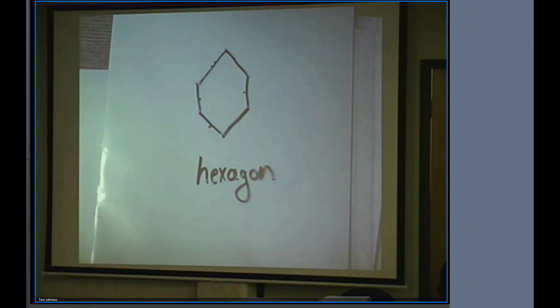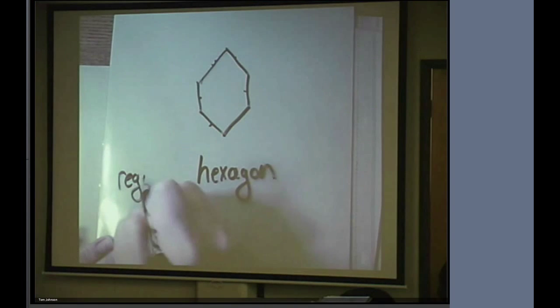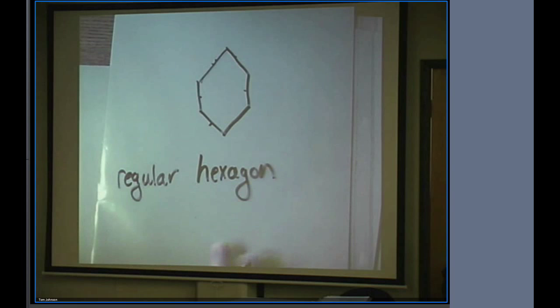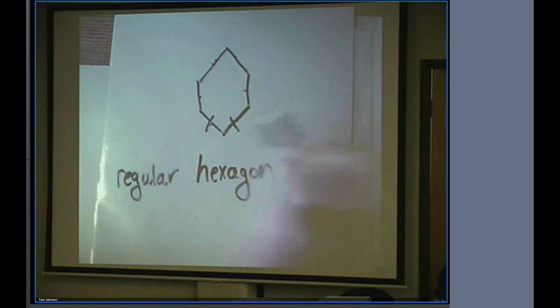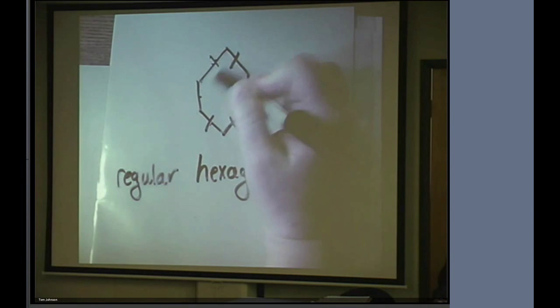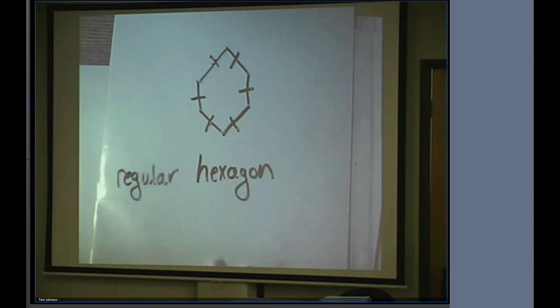But this is called a regular hexagon. And what that word regular means is that all of these sides are the exact same length. So anytime we have regular in front of it, it means all the sides are the same length.